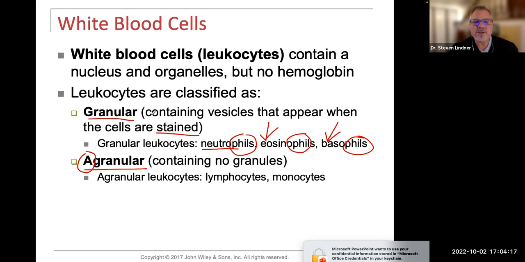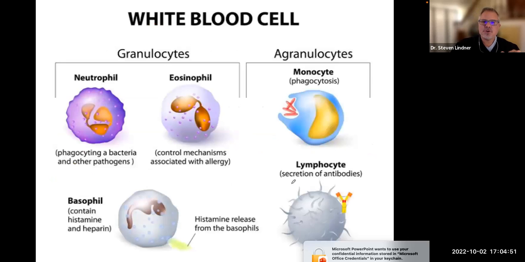So granular sites are granular leukocytes. And the abbreviation that I gave in an earlier video was BEN, B-E-N: basophil, eosinophil, and neutrophil. And the agranular sites, meaning the cytoplasm does not contain any granules, that's going to be LM, that's your lymphocytes and your monocytes.